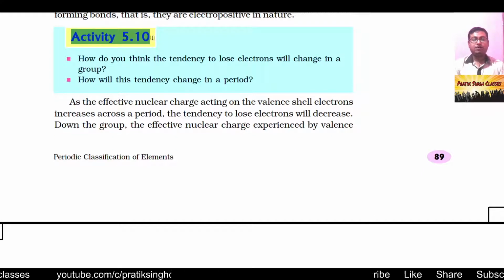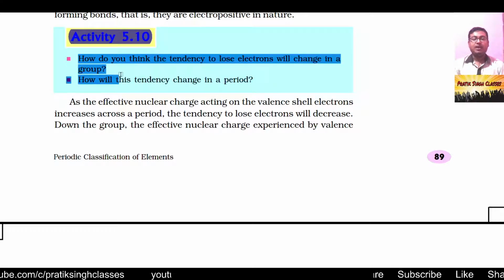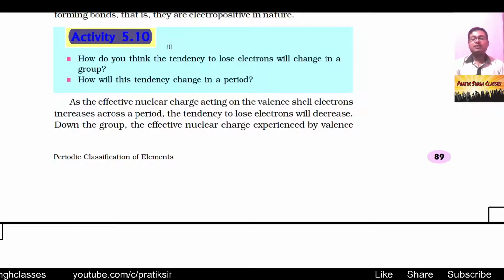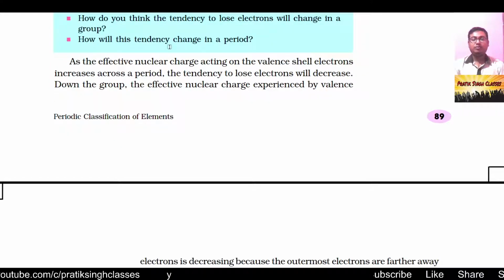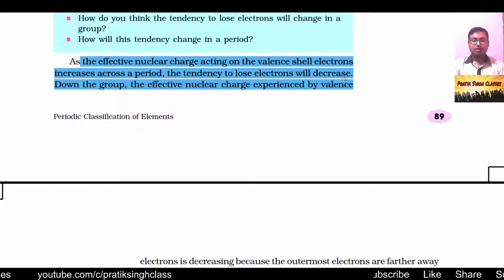Coming to activity 5.10, how do you think the tendency to lose electrons will change in a group, and how will this tendency change in a period? Means when you go from top to bottom, what will be the tendency of losing electrons, and when you go from left to right, how will the tendency of losing electrons change, or will it remain the same? As the effective nuclear charge acting on the valence shell electrons increases across a period, the tendency to lose electrons will decrease.